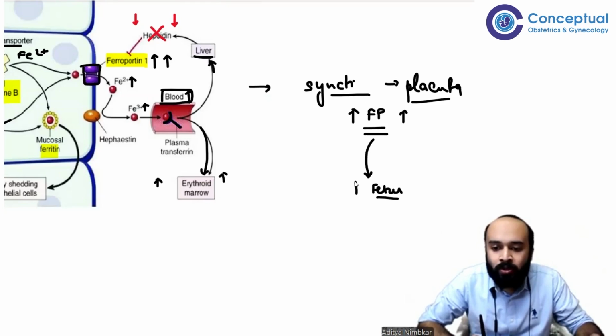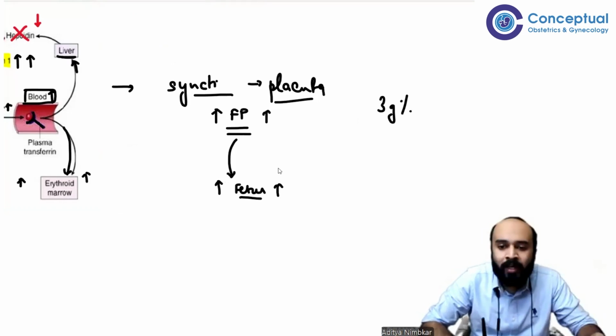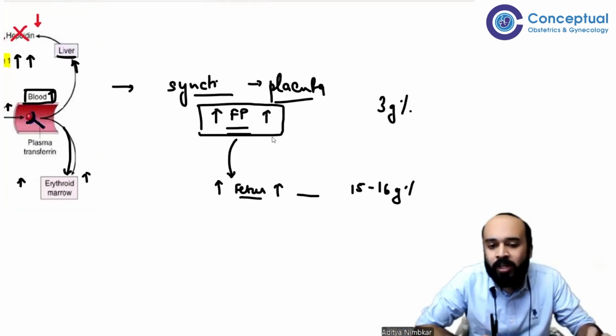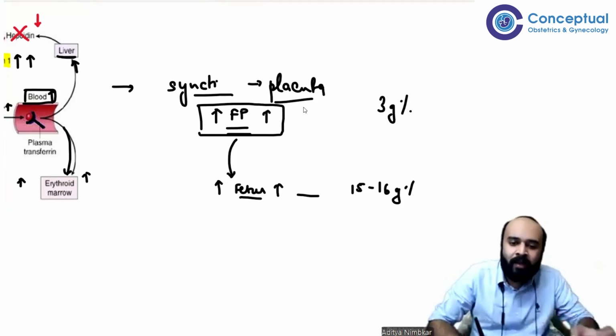So this ensures that the fetus never has iron deficiency. And even if the mother has iron deficiency anemia, she has severe anemia, her hemoglobin is 3 g%, 3 g/dl hemoglobin, still the fetus will have 15-16 g%. This is because this ferroportin is over functioning during pregnancy, even in the placenta, that is sucking out every single bit of the mother's iron and sending it to the fetus.